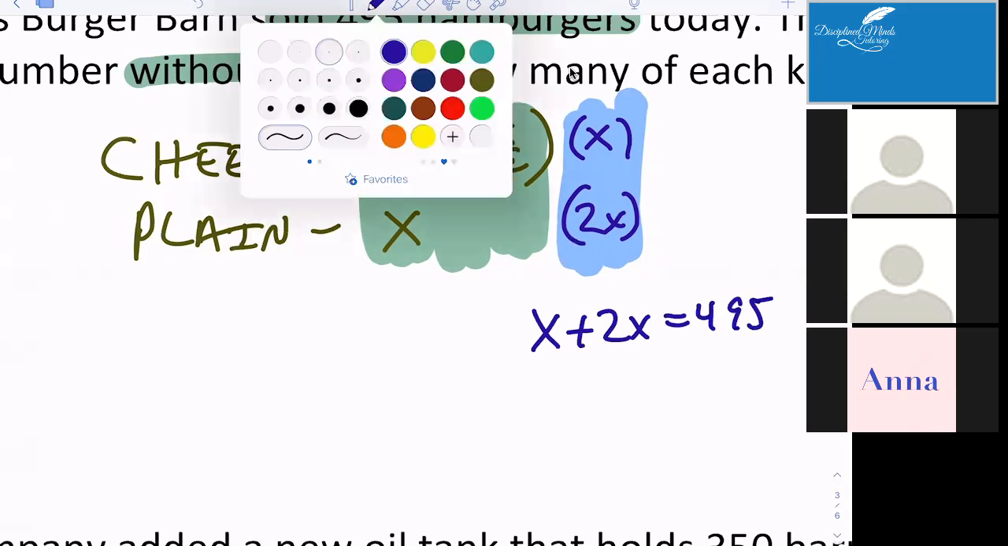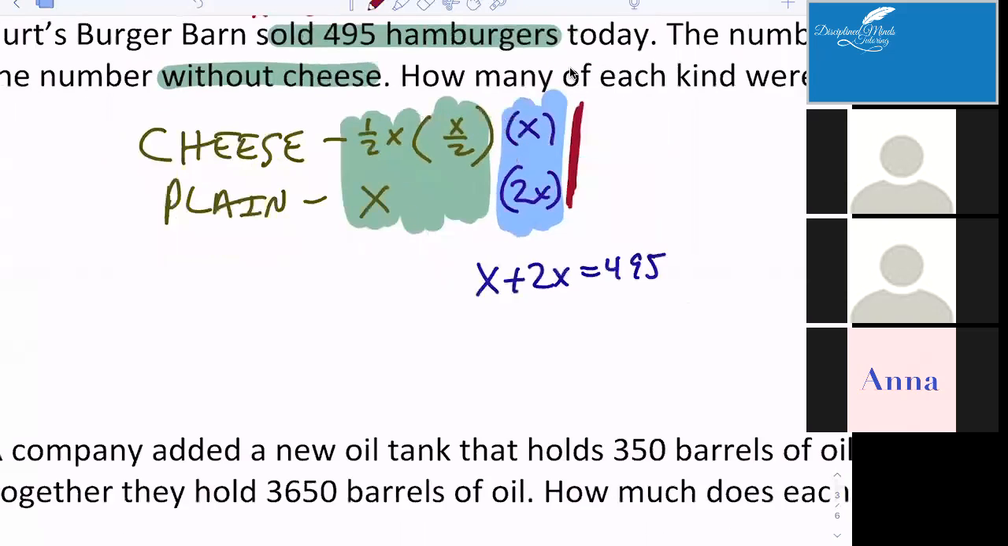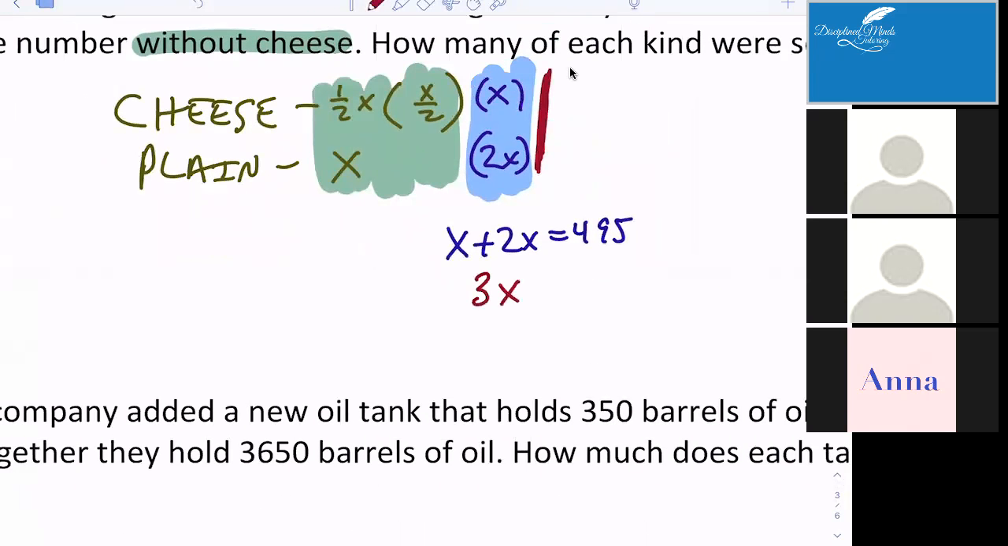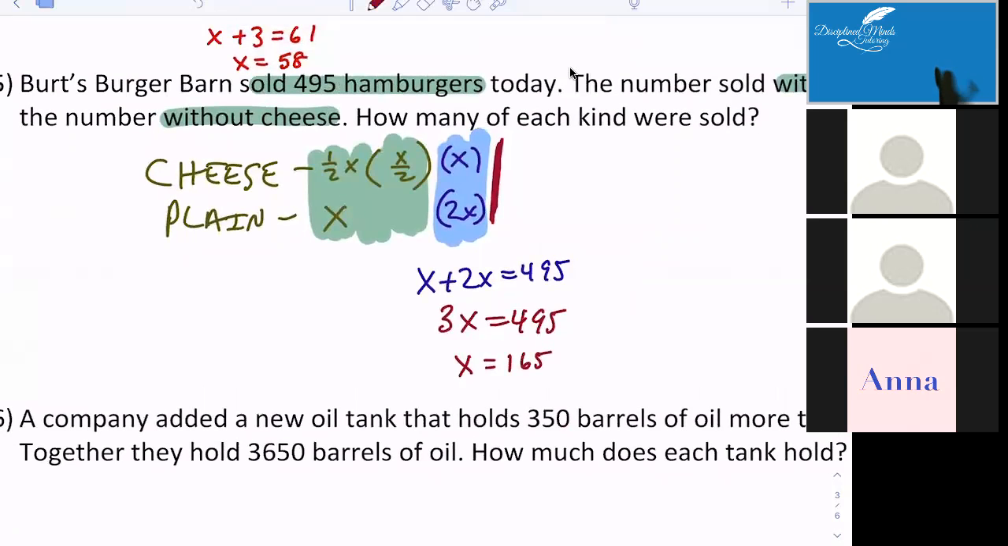Now, hopefully you like my observation here about this part makes it a little bit easier. We don't have fractions. Everybody agree with that? Sure. So if we solve now, what do we have? 3x equals 495. And so, of course, everybody's going to pull out their calculator, or we can just say 165. Right now, I haven't answered the question yet. I just know x is 165. All right. Now, what are they asking? How many of each kind were sold.